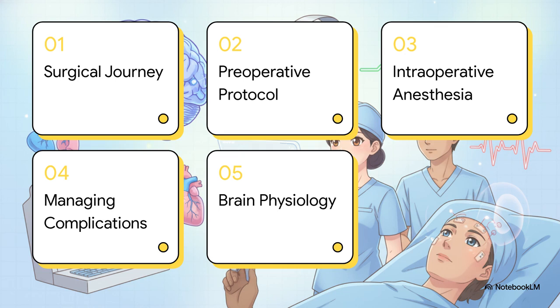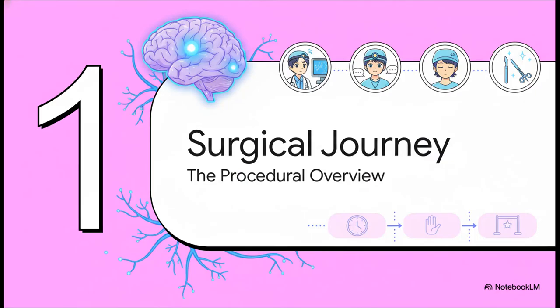Okay, so today we are diving deep into one of the coolest and, let's be honest, most challenging procedures we get to manage, the awake craniotomy. We're going to cover the whole thing, soup to nuts. We'll start by looking at the big picture, the patient's entire surgical journey. Then we'll zoom in on our specific protocols, both pre-op and intra-op. After that, we'll talk about what to do when things don't go as planned, managing those complications. And we'll tie it all together at the end with the core brain physiology that explains why we do everything we do. All right, let's kick things off with the big picture.